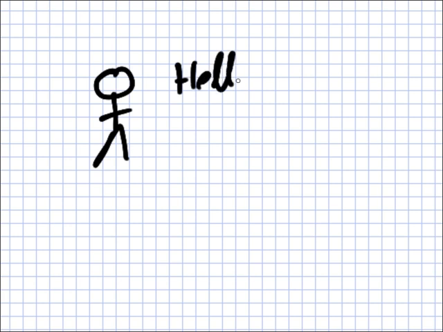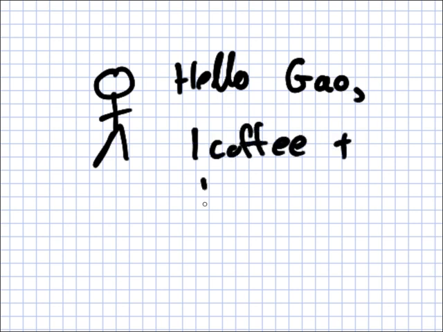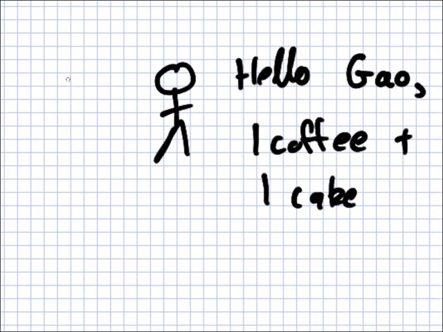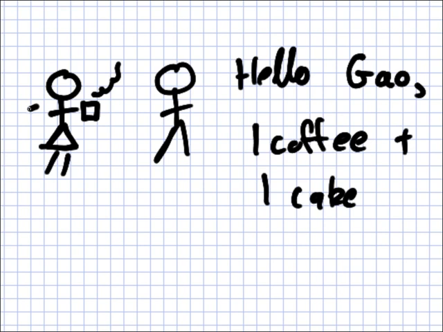Hello. Gao, is it? One coffee plus one cake. So I want one coffee and then one cake. How do you say the word? I say it's cover, but it isn't cover.